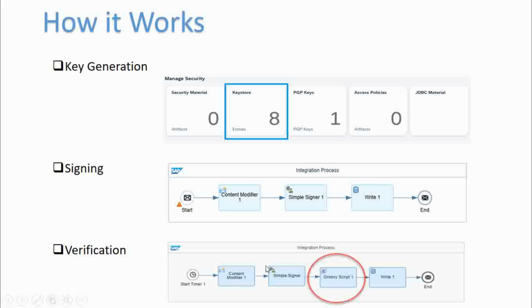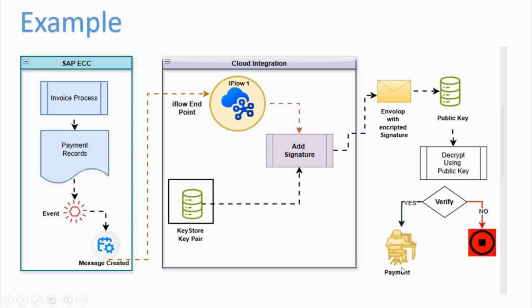On the verification side, I am going to read it from the data store, and again I am going to recreate the signature based on the message I received, and I am going to compare both the signatures in the Groovy script, and I will take action based on the result. If it is okay, then I will go for a payment, otherwise I will reject it. And this is the example process which we are going to see.